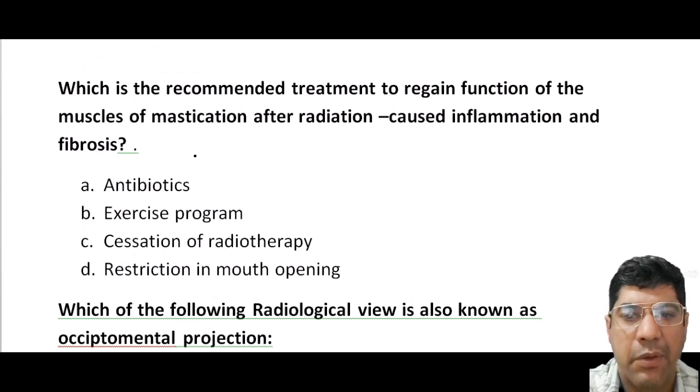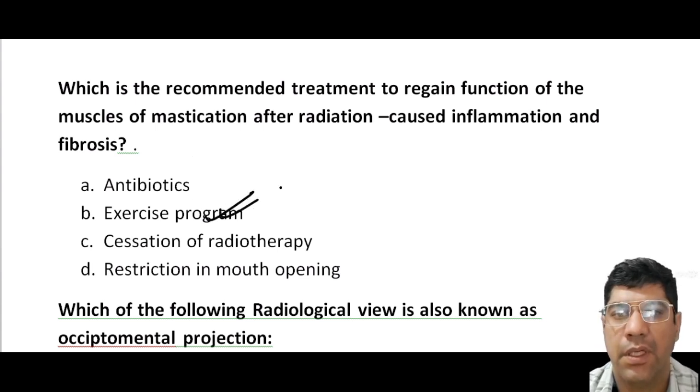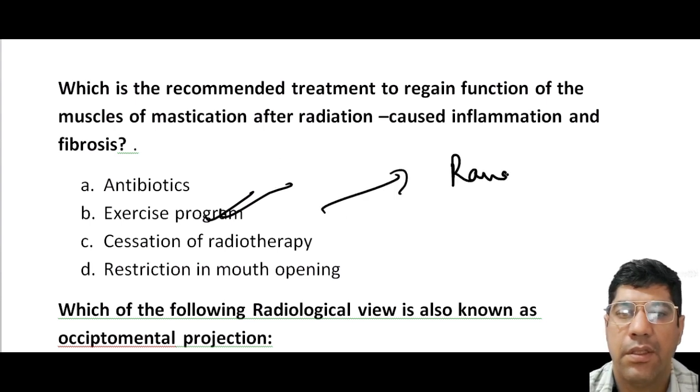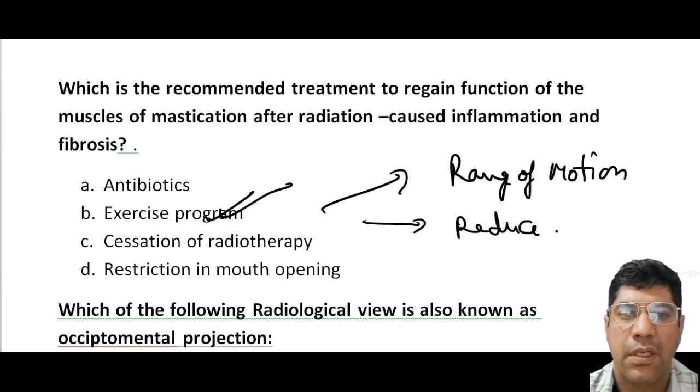What is the recommended treatment to regain function of muscles of mastication after radiation? It's the exercise program. Radiation therapy can lead to inflammation and fibrosis in the head and neck region, affecting the muscles of mastication, and cause limitation in mouth opening and muscle function. So we recommend exercise programs and physical therapy to help the patient improve muscle function, reduce the inflammation, and enhance the range of motion.